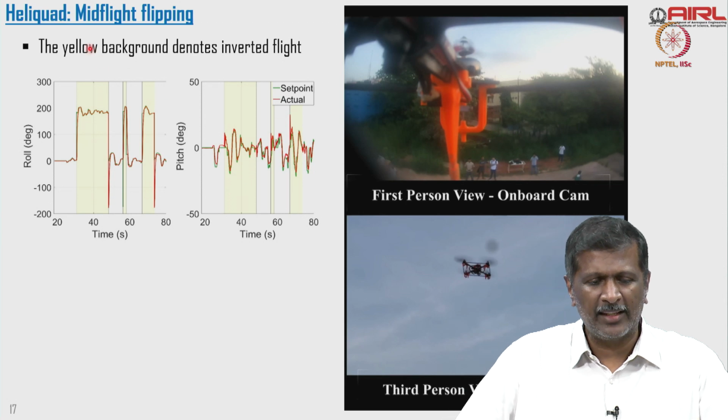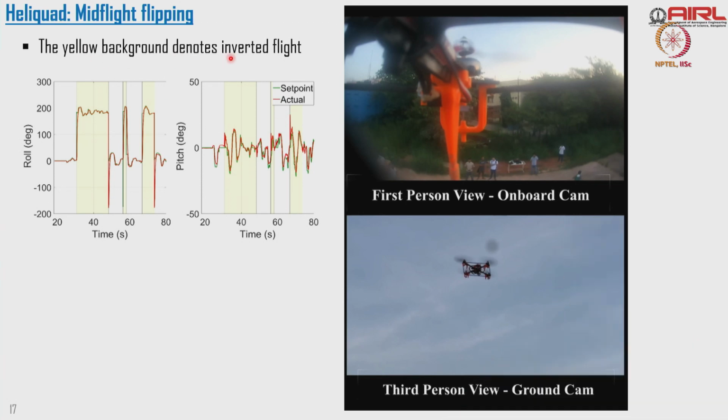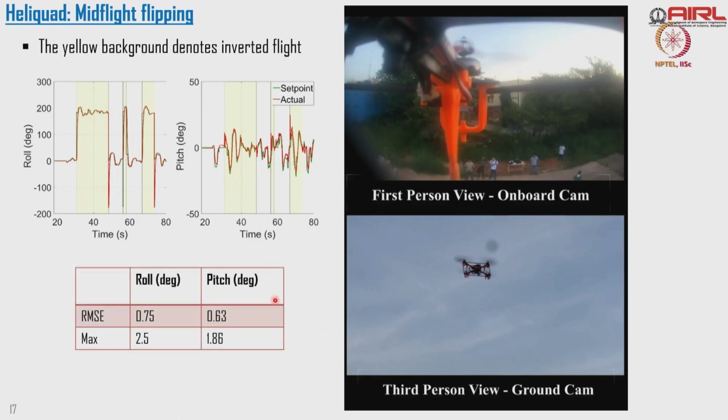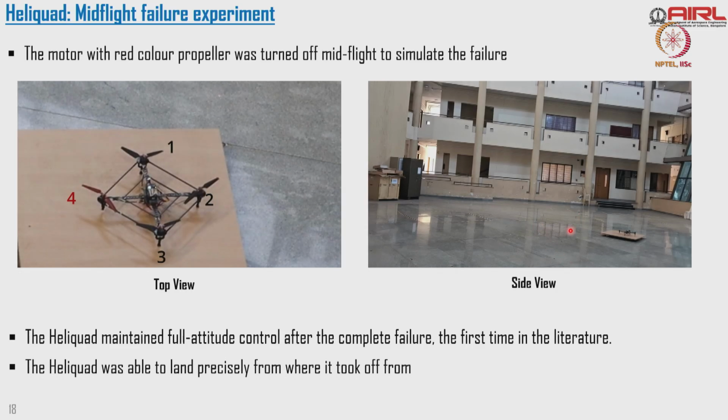right. So here this yellow background denotes the inverted flight, whereas the white denotes the normal flight. Just to understand what is really happening between the set point and actual value, the roll and pitch we are getting and how much error we are getting, we are just representing here. Sorry, there is a problem with the video, it's not playing, I will play it later. So again I can do the mid-flight flipping.